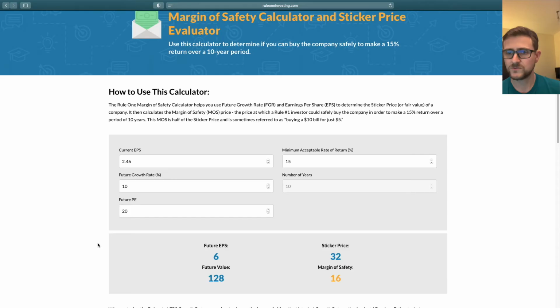But at the same time, if we go too high with our minimum acceptable rate of return, it means the price we need to buy at now is going to be lowered. That makes it more difficult to find businesses that are ever going to get to that on-sale price. So we see here we have our earnings per share, the 246, 10% growth rate, 20 PE, 15% minimum acceptable rate of return over a 10-year period.